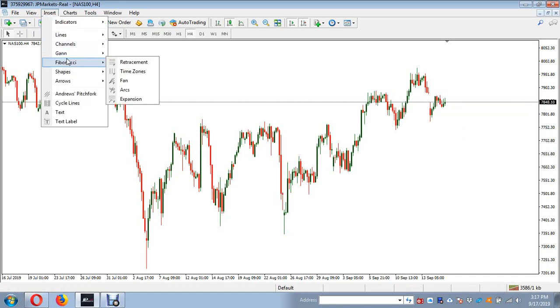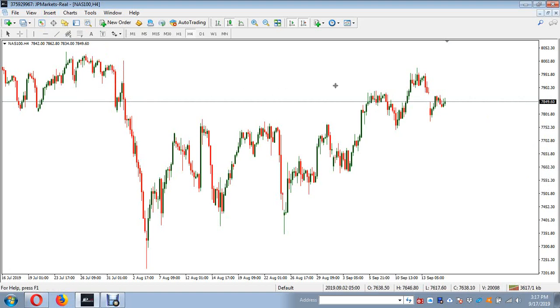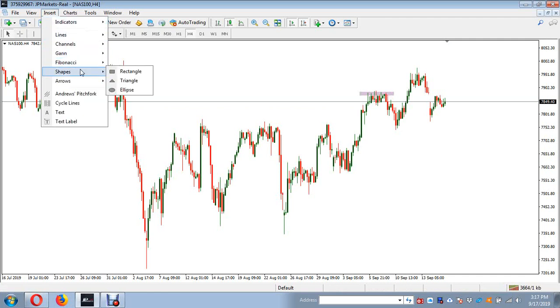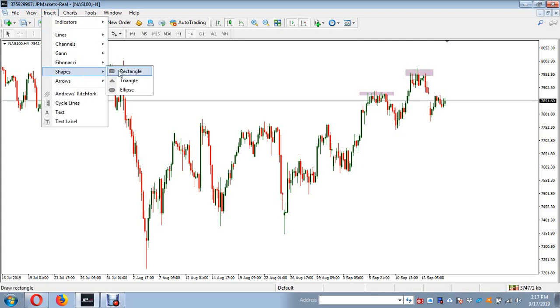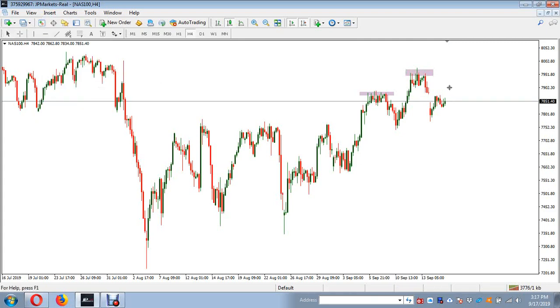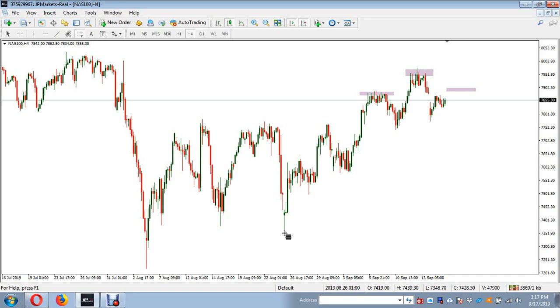Okay, let's see. Okay, left shoulder, and this one's going to be the head, and then the next shoulder will be around here. Okay, for us to be 100% sure, let's see what our Fibonacci retracement says.